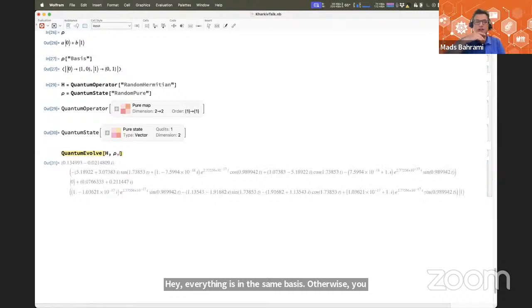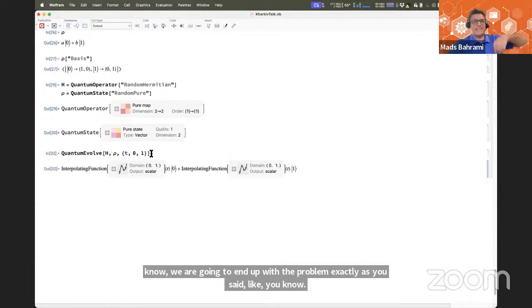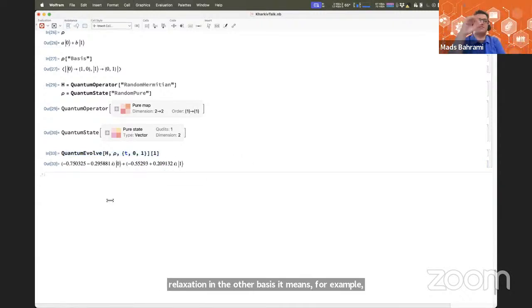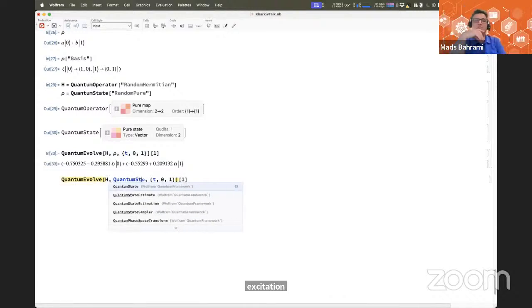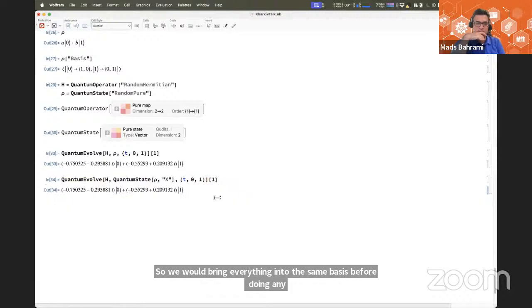In one case it could be relaxation. In the other basis, it means, for example, excitation. Yes. So we would bring everything into the same basis before doing any computation.